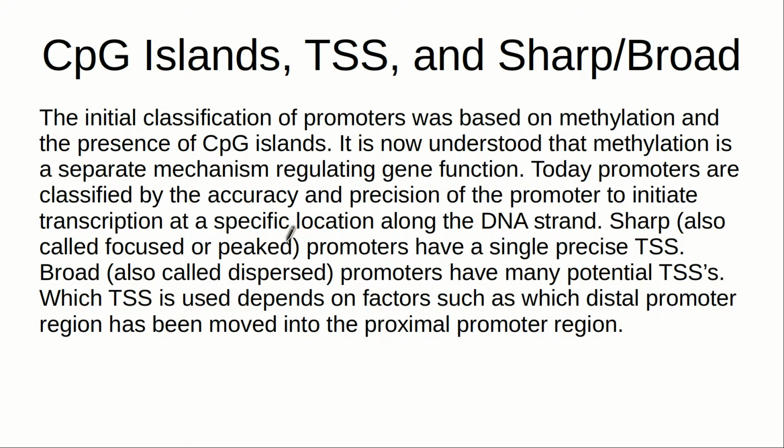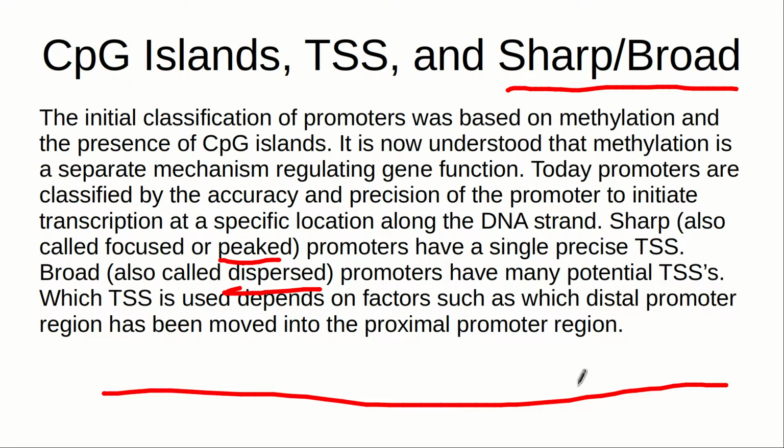Now here's something we haven't talked about, sharp and broad promoters. All right, so let me very quickly, or peaked. Peaked is sharp. Dispersed is the same thing as broad. And what that means is when you have a piece of DNA and you have a gene, how many possible transcription start sites do you have? Now, you're going like, wait, there's only one transcription start site. It's right here, right? No, afraid not.